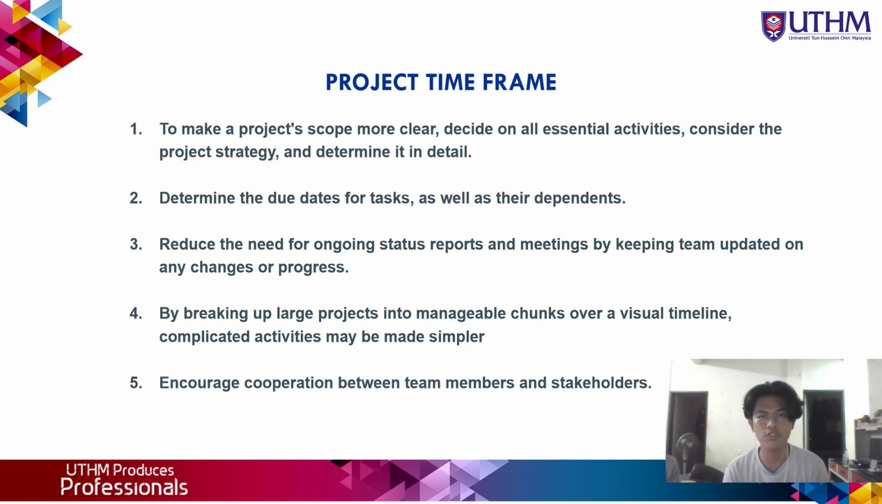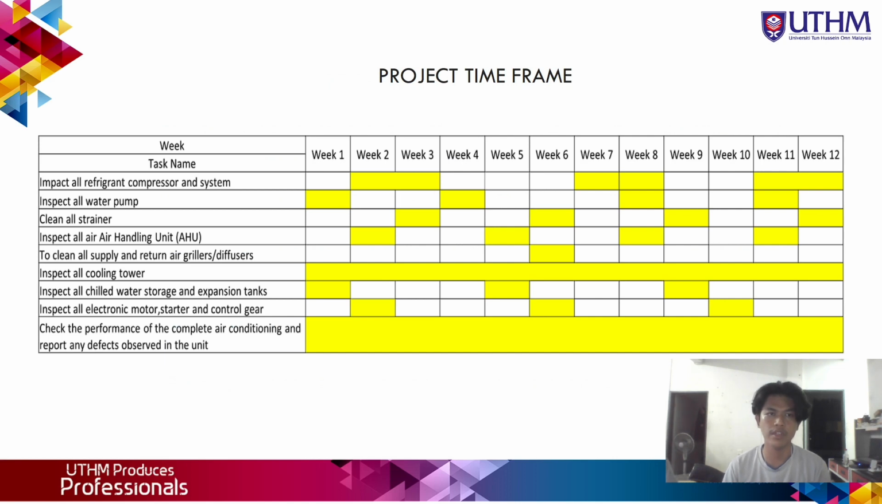First, to make a project scope more clear, decide on all essential activities, consider the project strategy, and determine in detail. So, when we make a project, we must record all the information so we can get it started. Next, determine the due dates for tasks as well as the dependencies. We will start doing the project by following the due date we have set. For example, in this project time frame, we already planned from week 1 to week end.